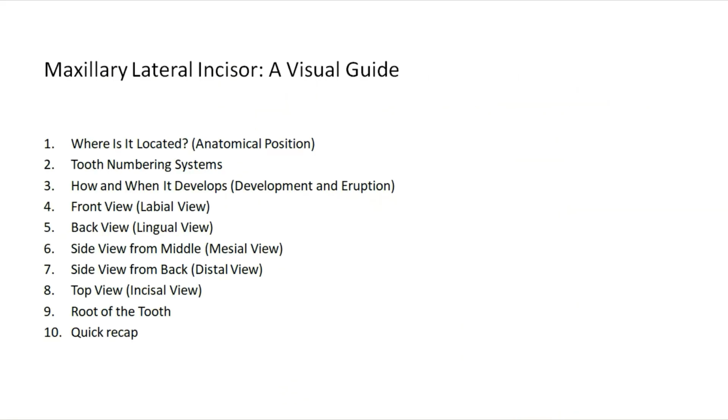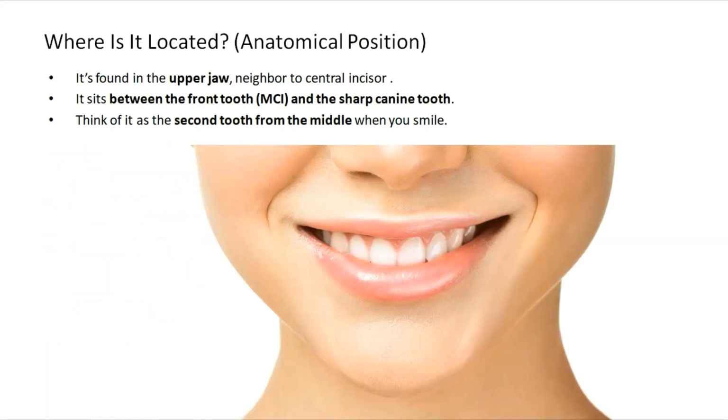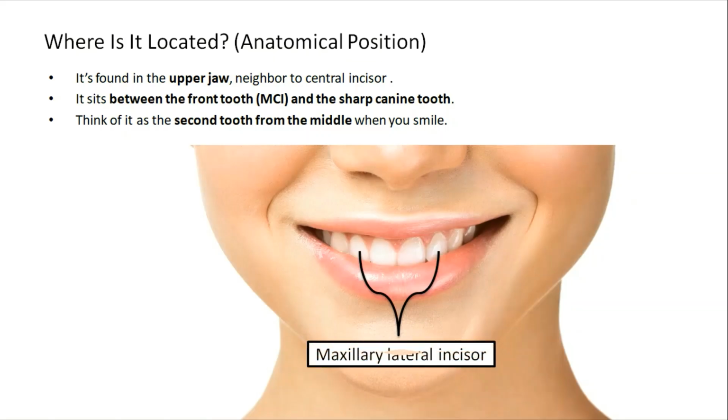Lingual, mesial, distal, and the incisal view, the root of the tooth, and finally we will recap the session. Where it is located: the anatomical position of the lateral incisor is the upper jaw. It is the neighbor tooth of the central incisor. It sits between the front tooth, the maxillary central incisor, and the sharp canine tooth. It is the second tooth from the middle when you smile.